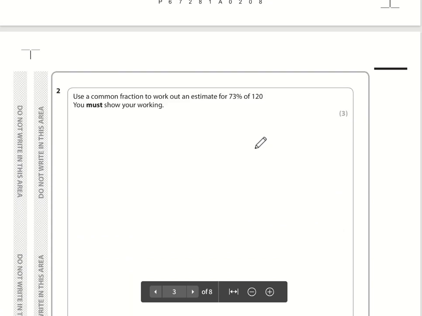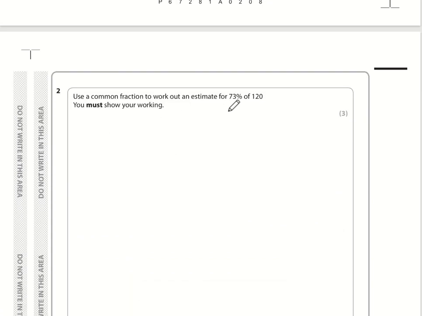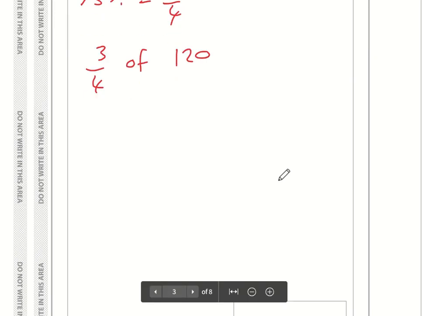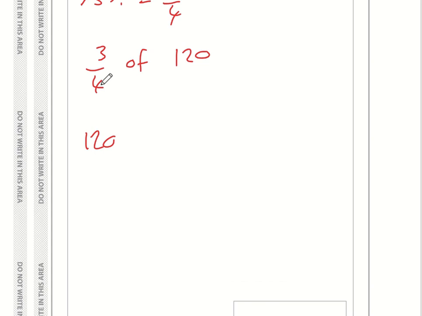Okay, so use a common fraction to work out an estimate for 73%. So 73% is quite a horrible amount, but it's quite close to 75%, and 75% is 3/4. So here we're just going to be working out 3/4 of 120. So when we're working out a fraction of a total, we take our total, we divide it by the number on the bottom, and we multiply by the number on the top.